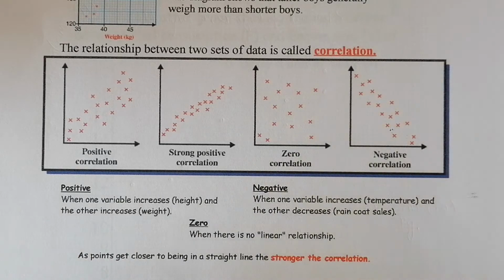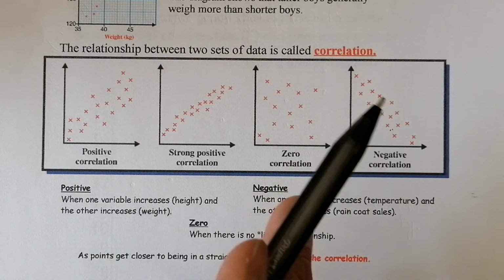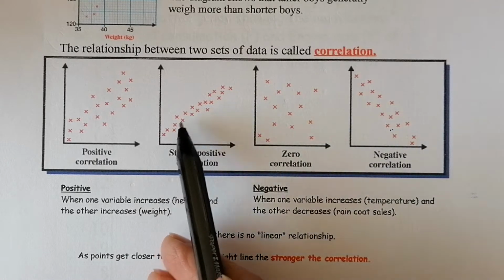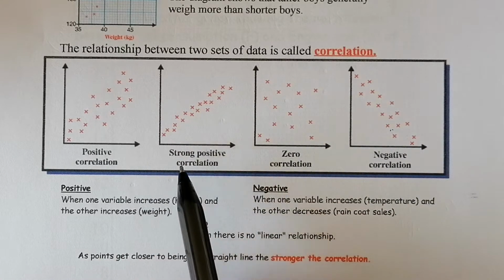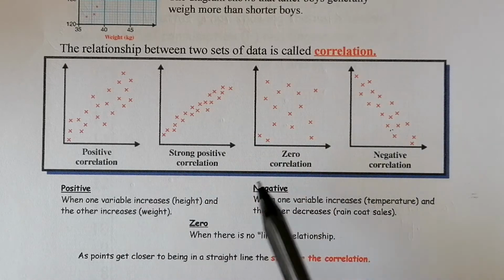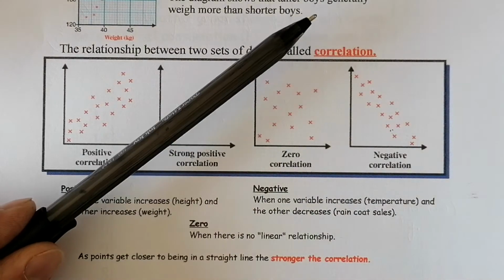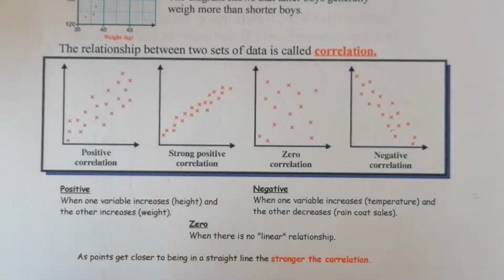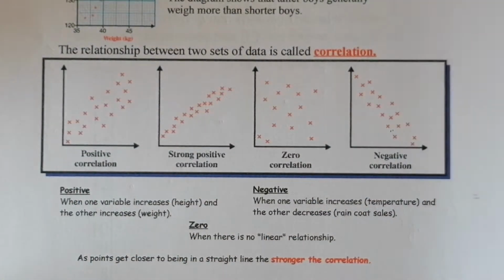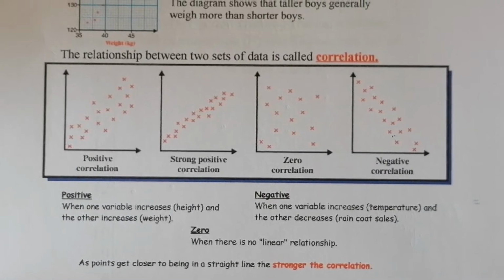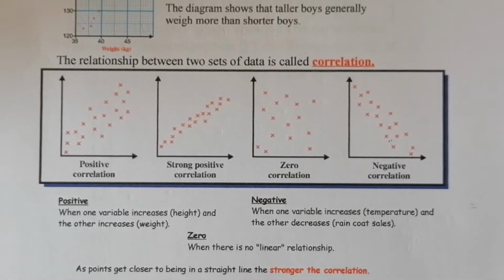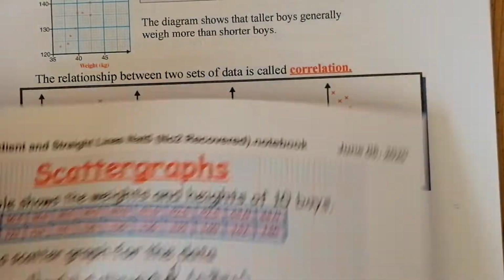But the thing is, as the points get closer to being a straight line, if I look at this part here, the closer they get to being a straight line, the stronger the correlation is. So it can be a strong positive correlation if they're very tight, or it can be a really strong negative correlation if it's going down the way. So that's correlation. And sometimes you're asked a question based on that to identify what the correlation is between the data set. Right, back to the question that I was doing, okay?